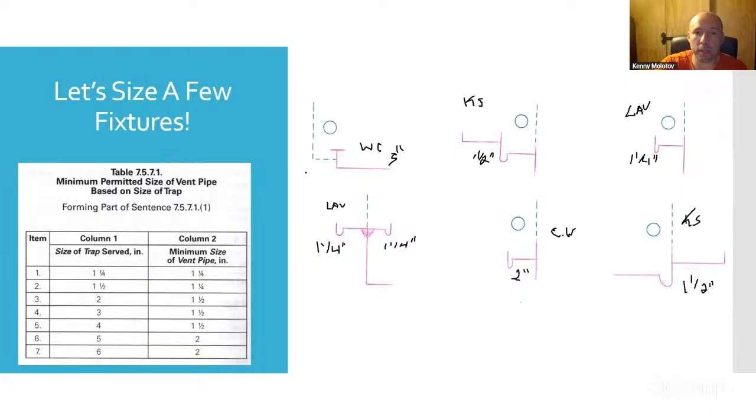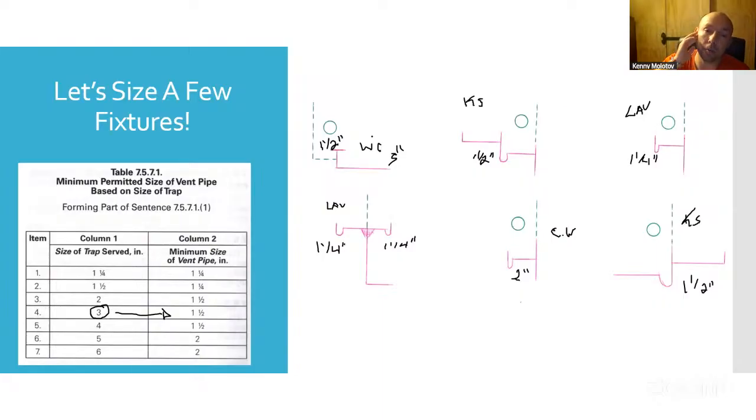Okay, so let's take a look at the water closet up here. We have a 3-inch trap, which gives us a 1.5 inch vent minimum. Are you allowed to run a 2-inch vent here? Yes, you are. You are upsizing, but you are. But at minimum, you are going to size it as 1.5 inches.